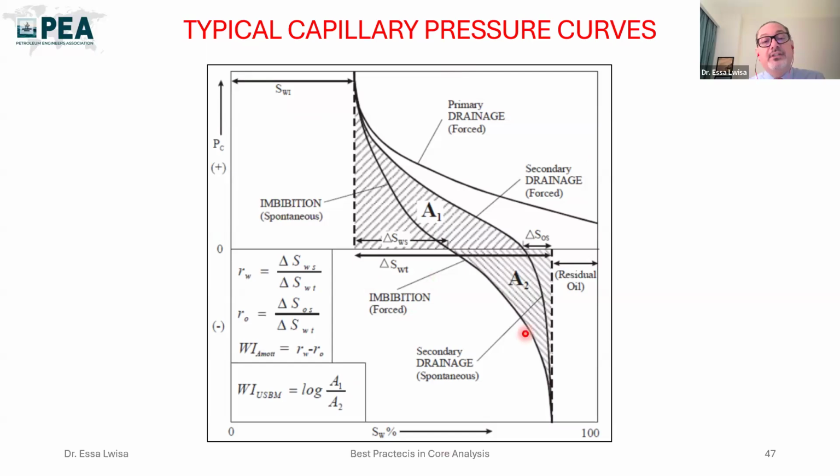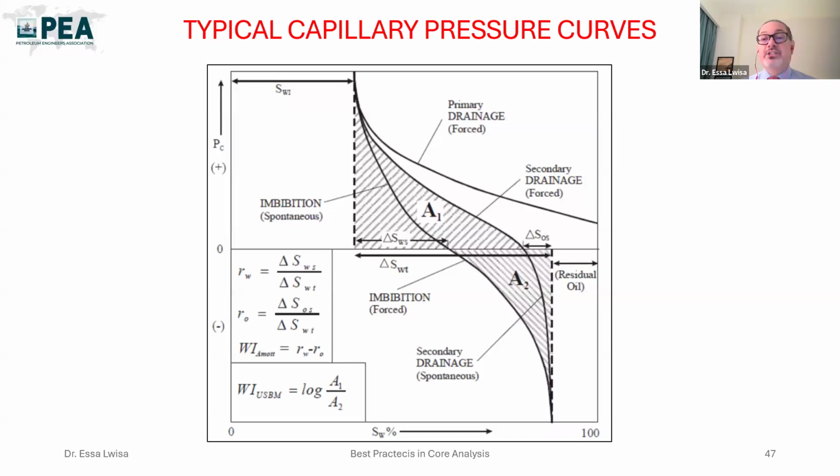This one is drainage and this one is imbibition. And when I say drainage and imbibition, it's not water replacing oil or oil replacing water. It is wetting phase replacing non-wetting phase, or non-wetting phase replacing wetting phase. Please be careful with that, because sometimes if you say water replacing oil, it could be imbibition and could be drainage also. You are not sure until you know which one of those is your wetting phase.